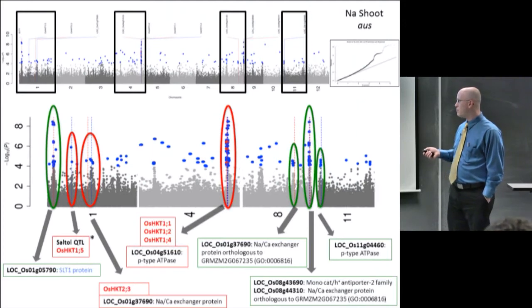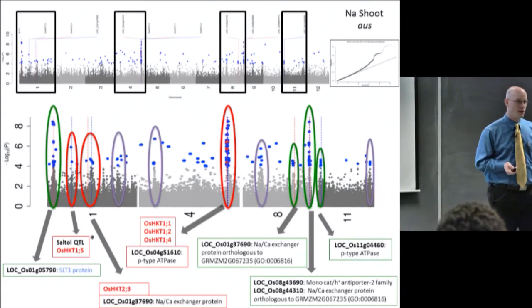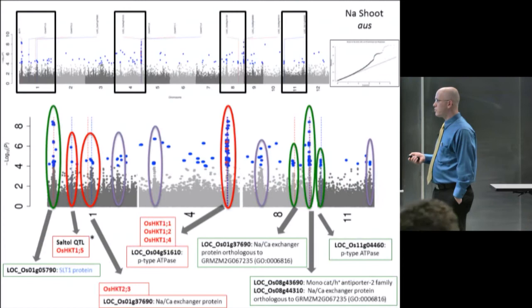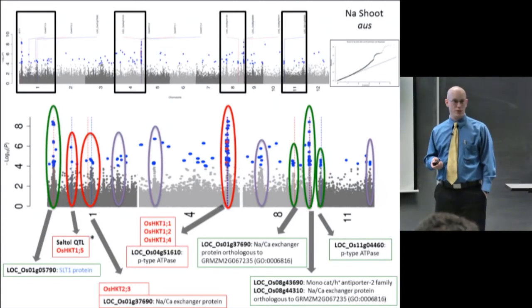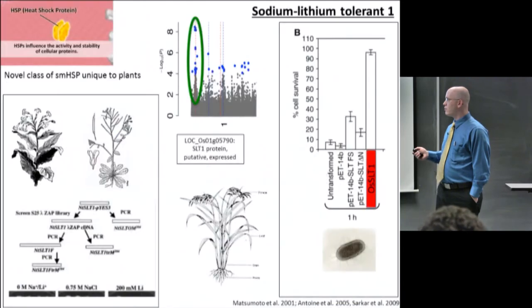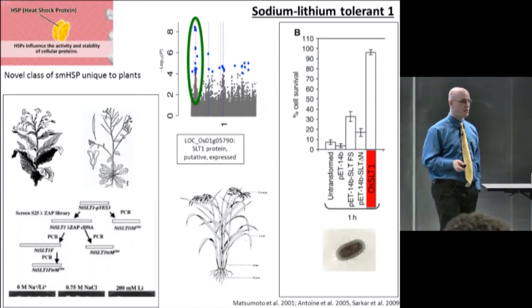There's also several other peaks on each of these chromosomes for which there are no obvious candidates underneath, and we don't really have a port of entry into understanding what's going on here without doing some more genetic analysis. So SLT1, sodium lithium tolerant 1, okay? It's a small heat shock protein, and it turns out it's a unique class of small heat shock proteins that's unique to plants.